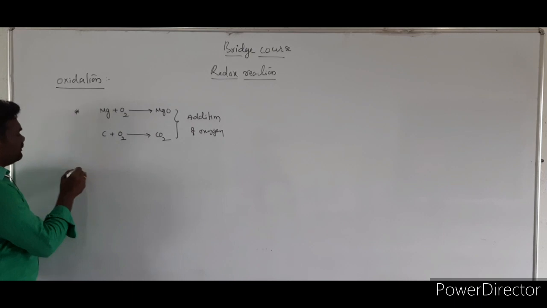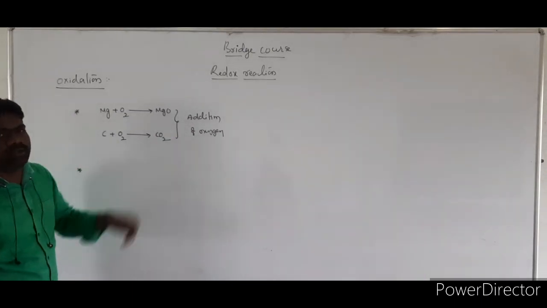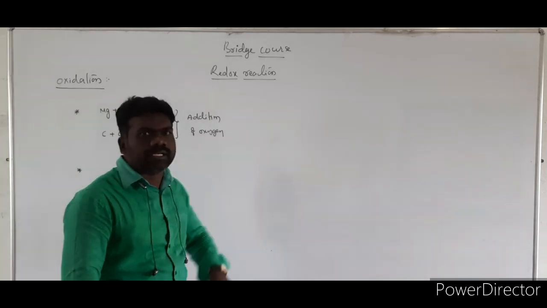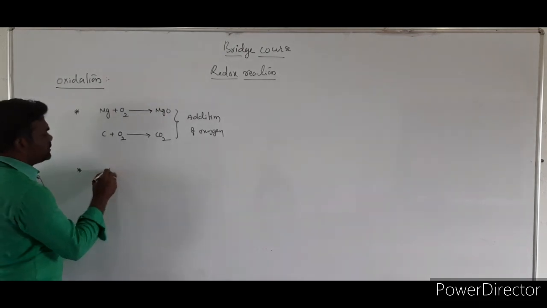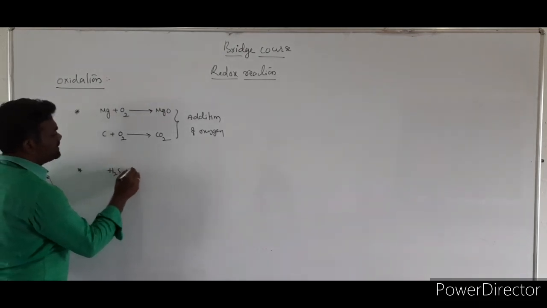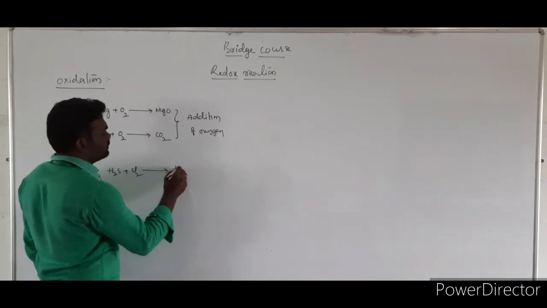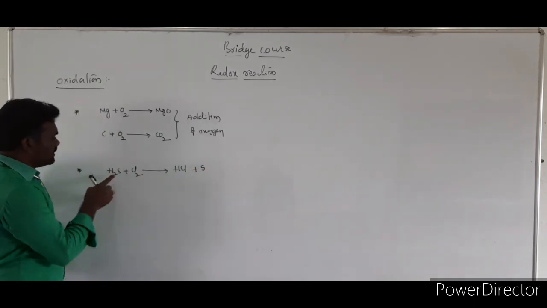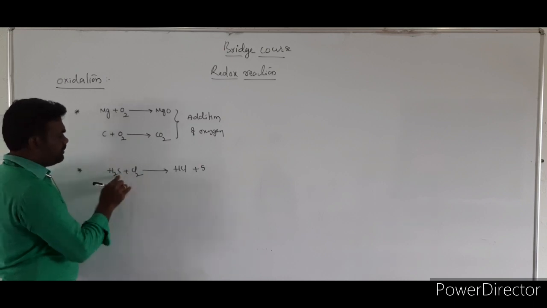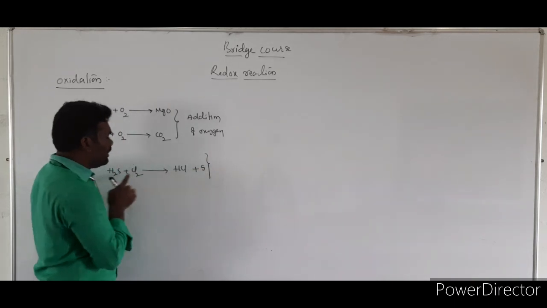Another definition for oxidation is removal of hydrogen. Instead of adding oxygen, we can remove the hydrogen also. Removal of hydrogen is also called oxidation. Let us take an example: H2S plus Cl2 gives rise to HCl plus S. In this case, sulfur is attached to the hydrogen. We remove this hydrogen and we make the sulfur free. So in this case, what we did is removal of hydrogen.